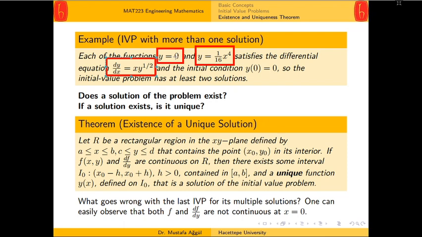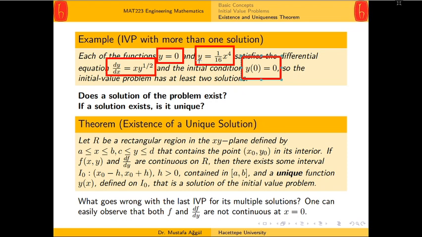So if you substitute 0 for y in this differential equation, you'll see the derivative of 0 is equal to 0. So 0 is equal to 0, right? So this will reduce this ODE to an identity. So this is a solution. Also, this satisfies the initial condition, because y is equal to 0 means y is 0 everywhere, so y is 0 at 0 as well, so this will be satisfied.